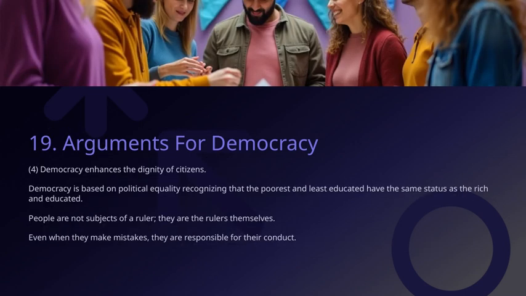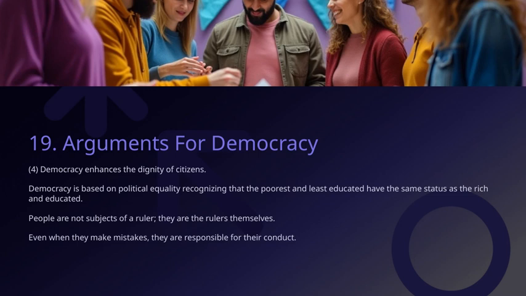Let's talk about how democracy really enhances the dignity of citizens. At its core, democracy is built on the principle of political equality. This means that, regardless of whether someone is poor or wealthy, educated or not, they all have the same status and rights. It recognizes that every individual's voice matters equally. In a democracy, people are not simply subjects of a ruler or a government. They are actually the rulers themselves.